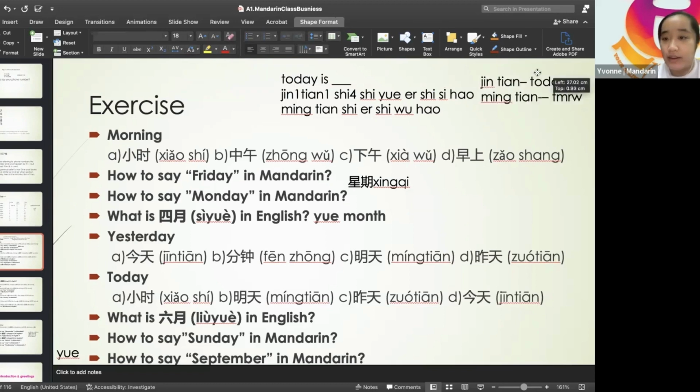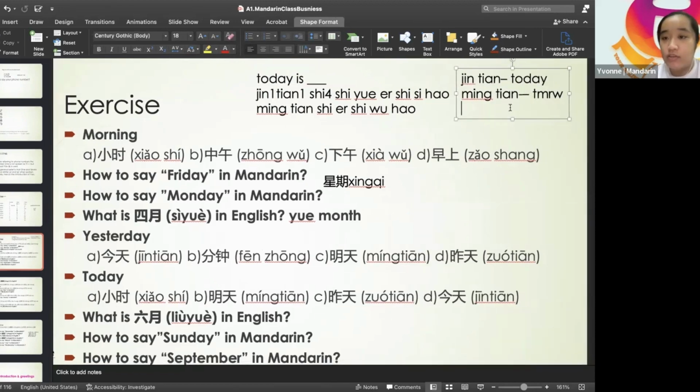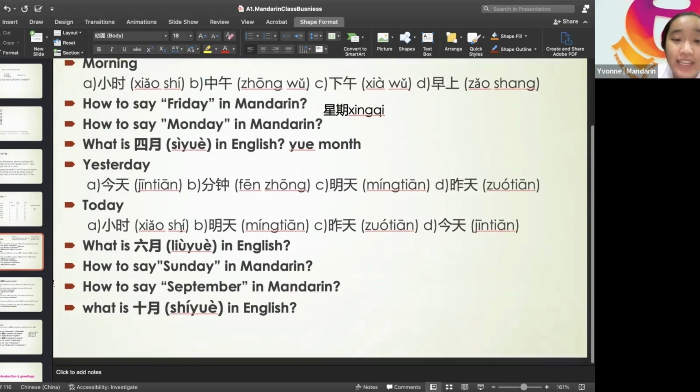明天 is tomorrow. Lastly is 昨天, which is yesterday. Okay? 今天, 明天, and 昨天. Now, let's go to the next one.